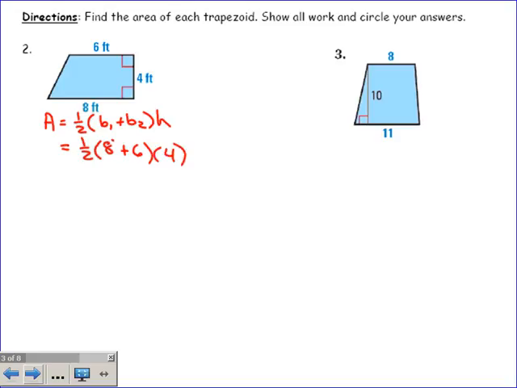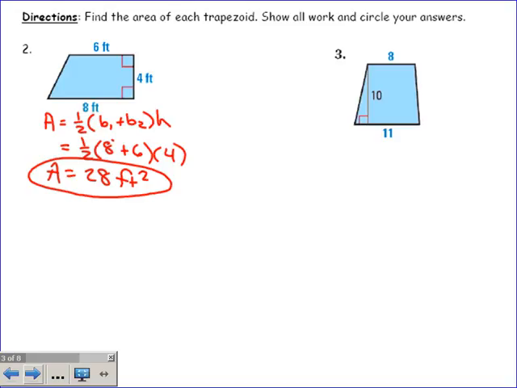Let's do this in our heads without a calculator. What's 8 plus 6? 14. What's half of 14? 7. What's 7 times 4? 28. Did you need a calculator for that? Is it squared? Is it feet squared? It would be square feet.